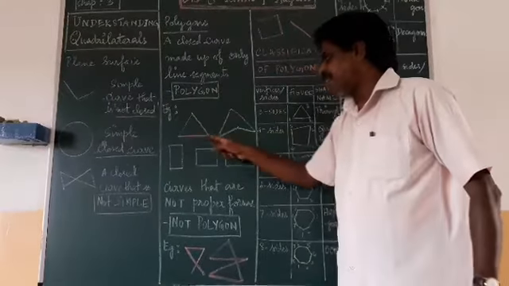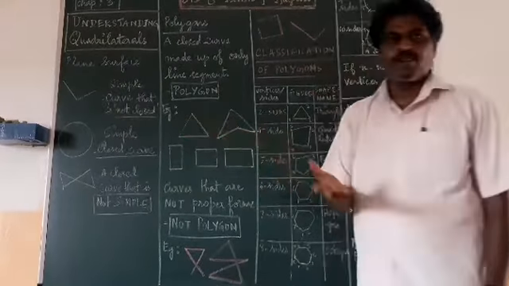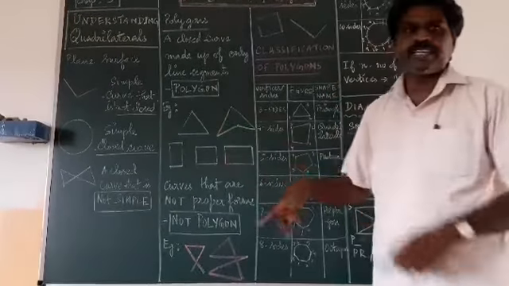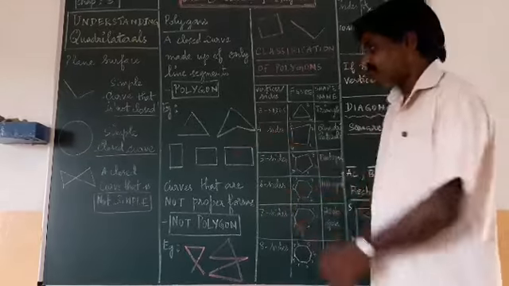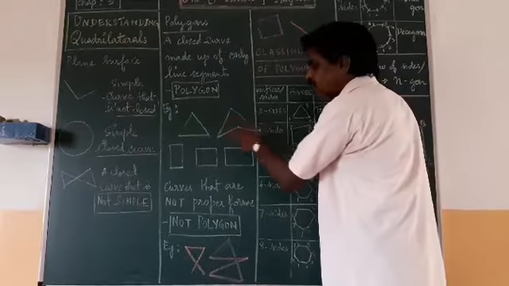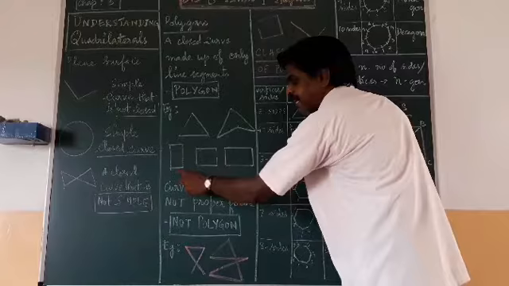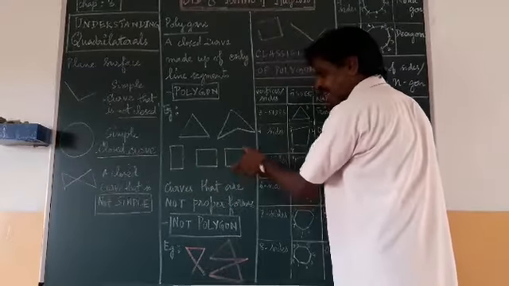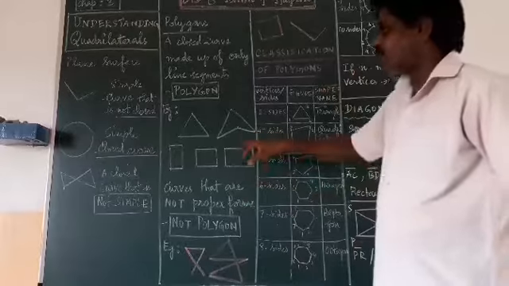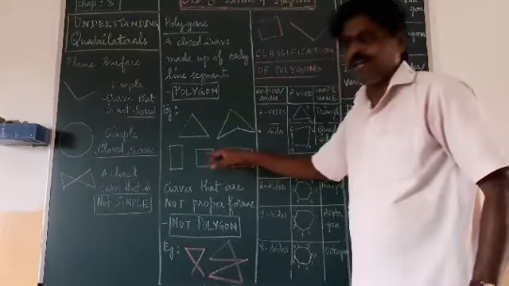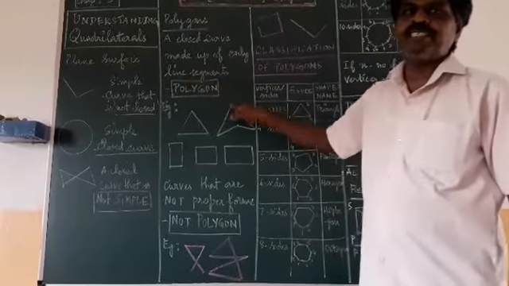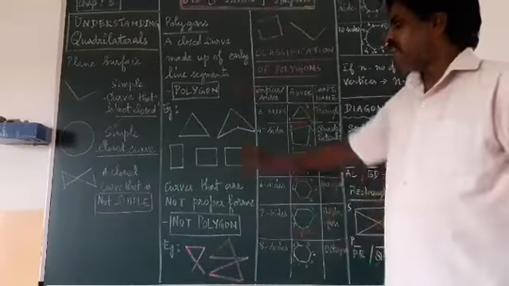Example: three sides I have drawn. No opening is there. Closed curve. Here are four sides: 1, 2, 3, 4. Not open, so it is a closed one. Here also one rectangle shape I have drawn. It is closed. Here one square shape I have drawn. It is closed. So any line segments joining from edge to edge, made up of only line segments, are called a polygon. Okay, this is a polygon.